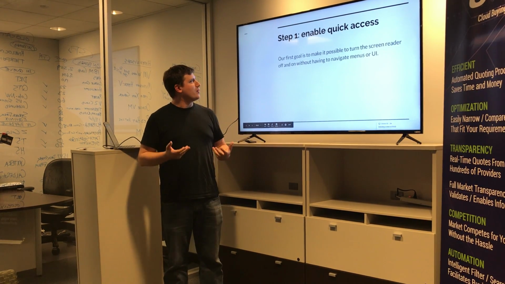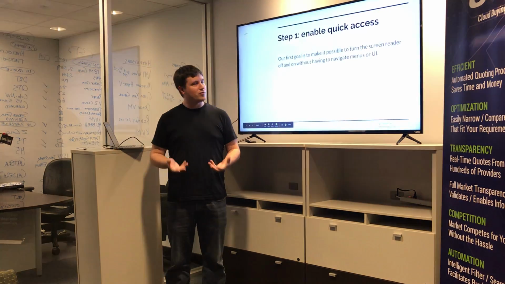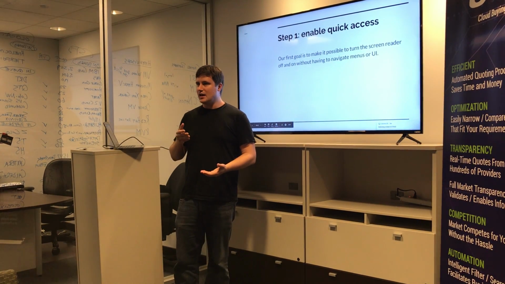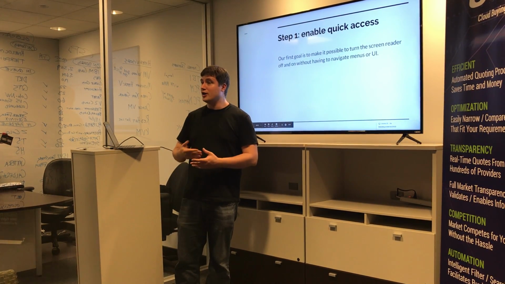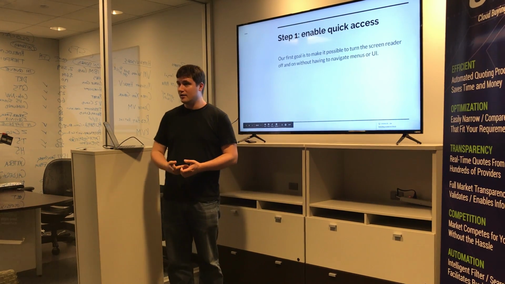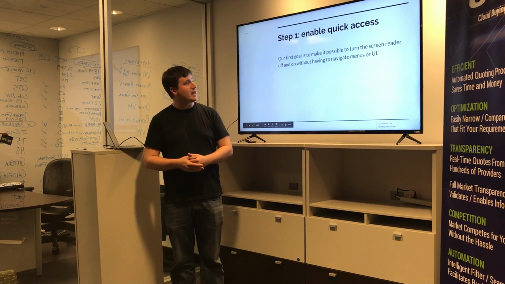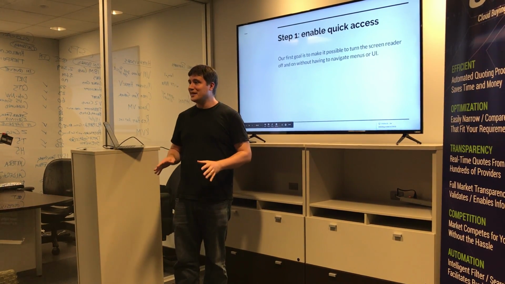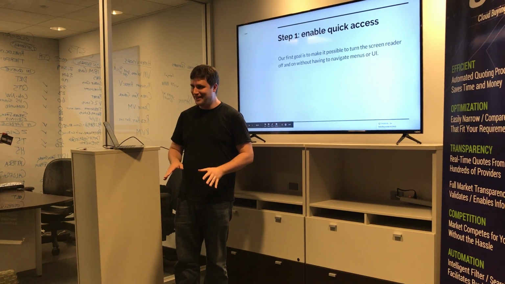The most important thing when it comes to using a screen reader on mobile is being able to quickly turn it on from any place that you might be located in the OS. And so we're going to do that using the quick access. The other really important thing is being able to turn it off.